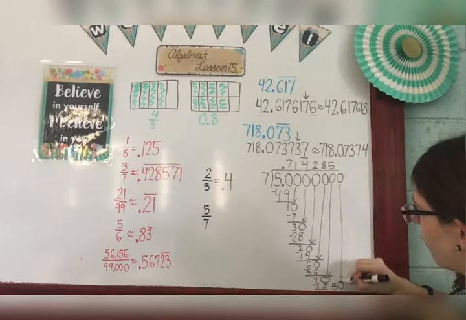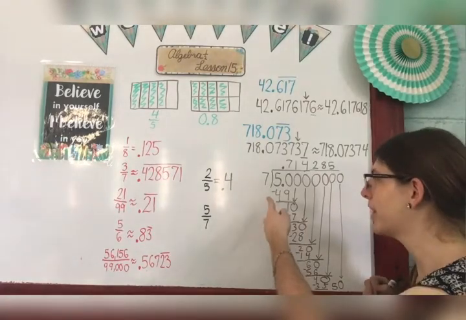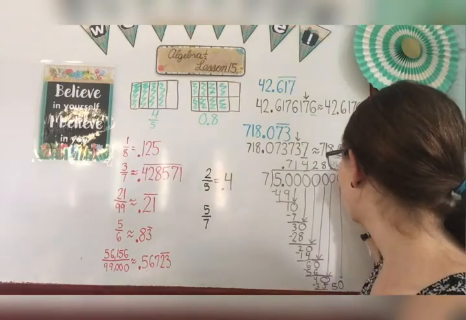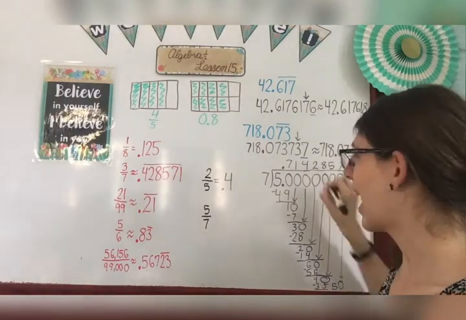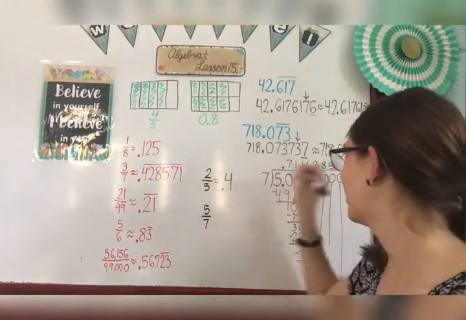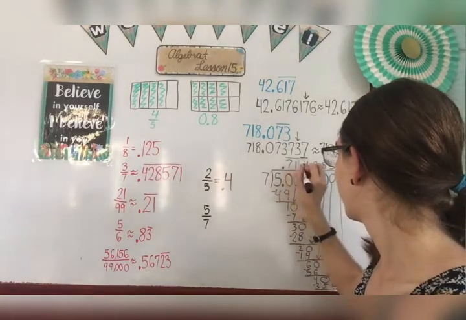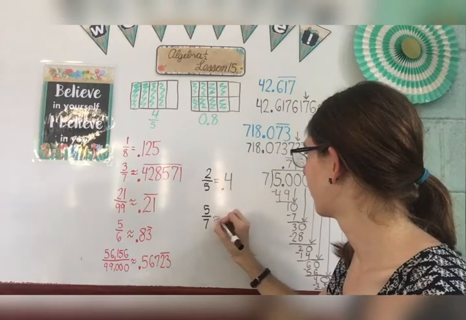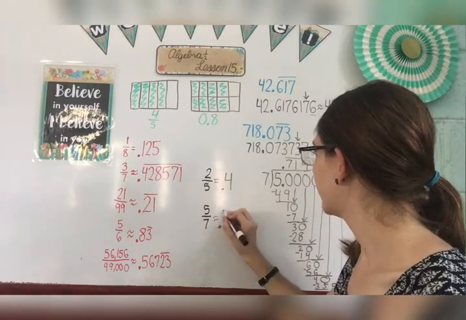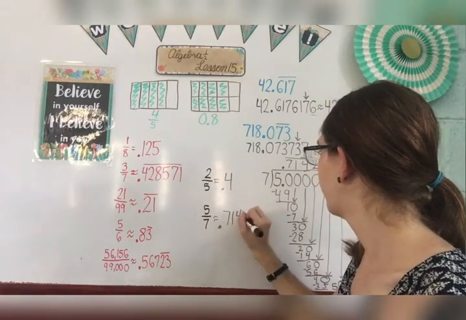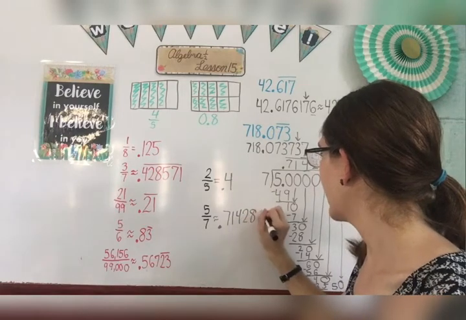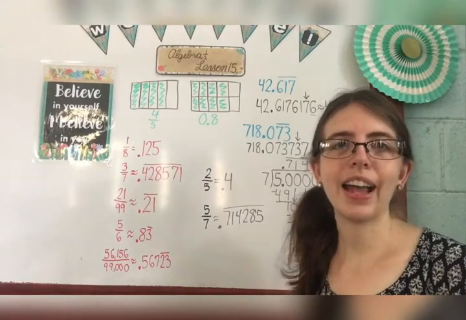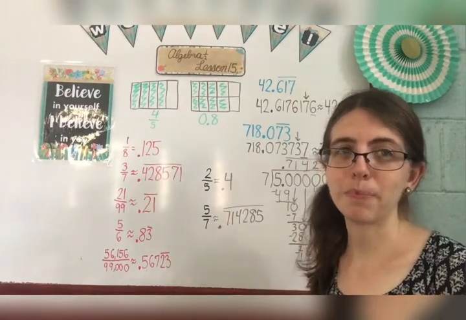So I have 50. Does this look familiar? 7 into 50? That's what I started with. So that means that this whole process is now going to repeat, and I will get the same numbers. So my answer is 0.71428, repeating.